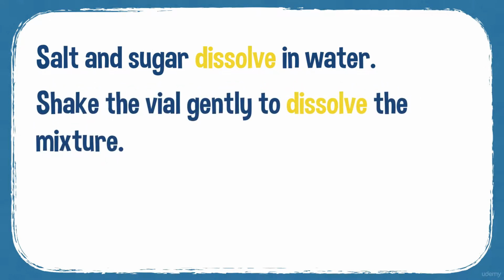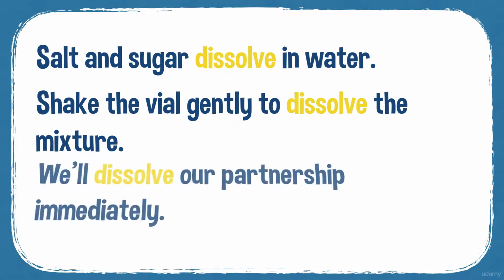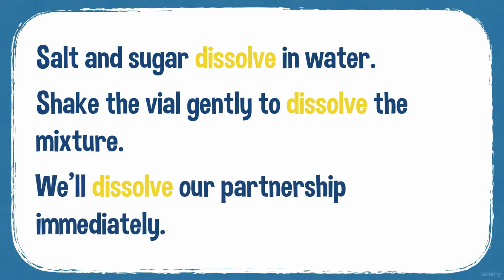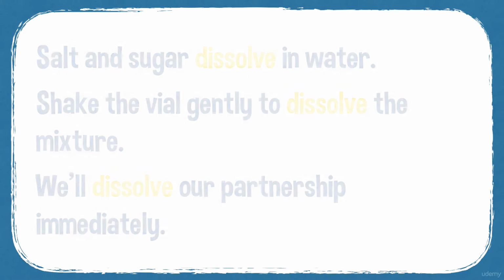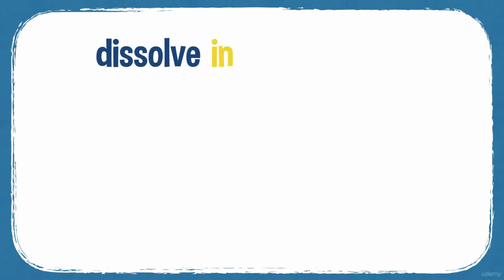Here is an instruction: shake the vial gently to dissolve the mixture. A vial is a bit like a test tube. We'll dissolve our partnership immediately. So here, dissolve is not a scientific use, it's for breaking up a business partnership, so it can be used more widely than chemistry. Basically means break up.